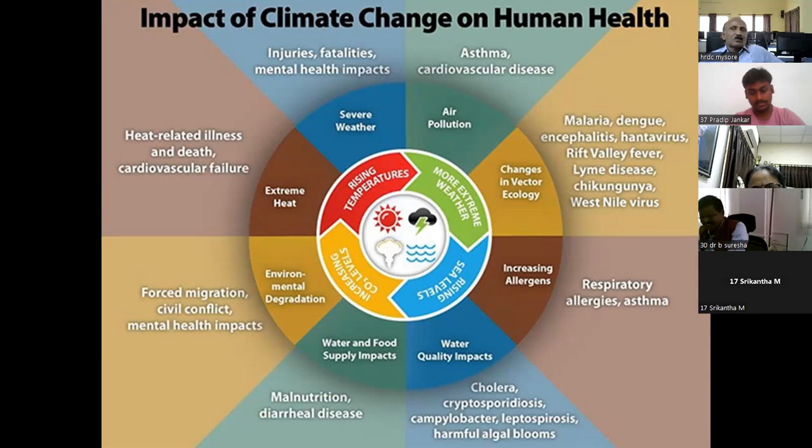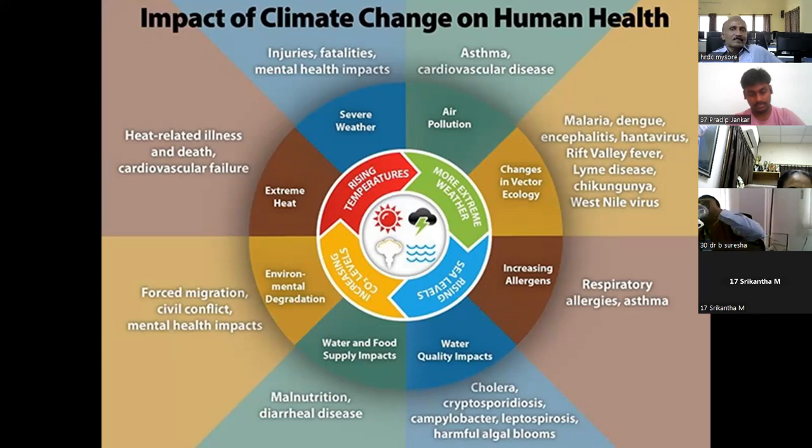Suppose you cut the trees, what will happen? The amount of oxygen that has to be released will be reduced. Number one. Number two, carbon dioxide concentration in the atmosphere increases. When the carbon dioxide concentration in the atmosphere increases, it results in global warming, an increase in the temperature of the surface of the earth. Global warming results. When global warming takes place, automatically it results in climate change.